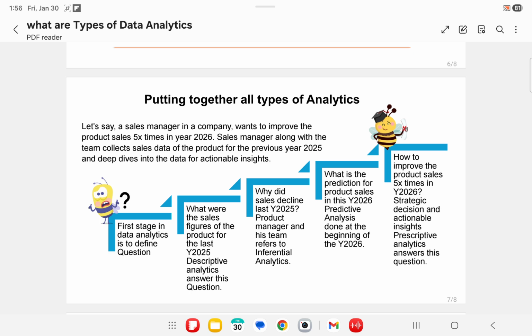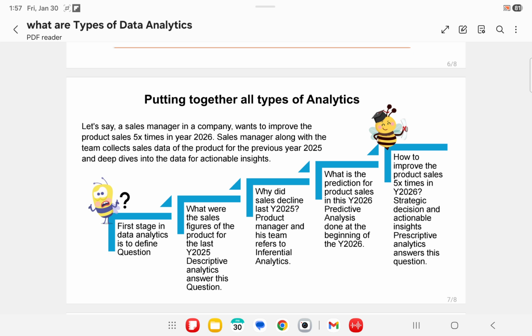The first stage in the data analytics process is defining the question. Let's say a sales manager in a company wants to improve the product sales 5x in year 2026. The sales manager along with the team collects sales data of the product for the previous year 2025 and deep dives into the data for actionable insights. So the sales manager starts asking questions. What were the sales figures for the last year 2025?